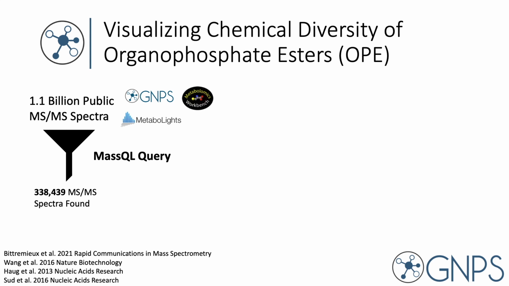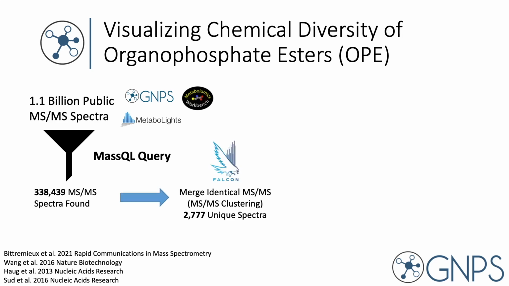But this still is pretty hard to go through and sort through what's going on. And so the very first technique we used to reduce this by a couple orders of magnitude again after MassQL was merging identical MSMS spectra together into consensus spectra. Broadly, this is known as MSMS clustering, and the particular tool that we used was called Falcon, and this allowed us to reduce it from 338,000 down to 2,700 unique MSMS spectra. So 2 orders of magnitude, not so bad, but still a lot of data to look through.